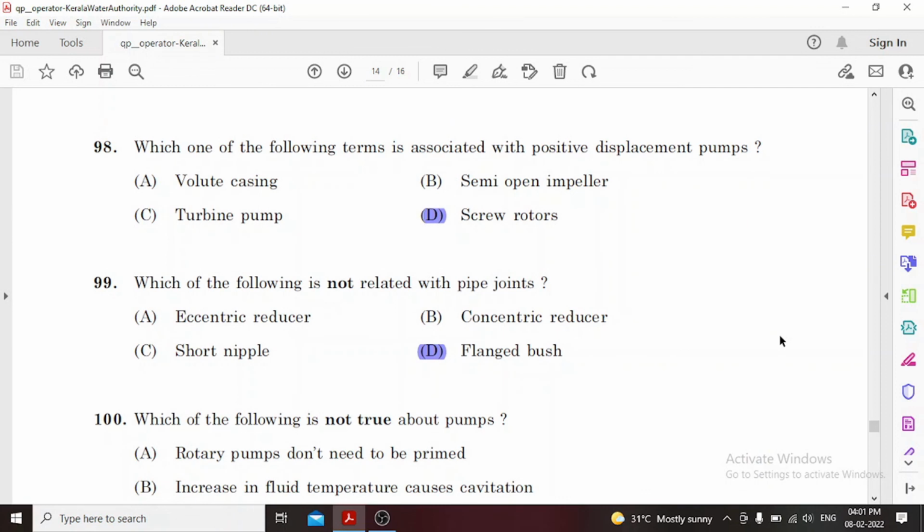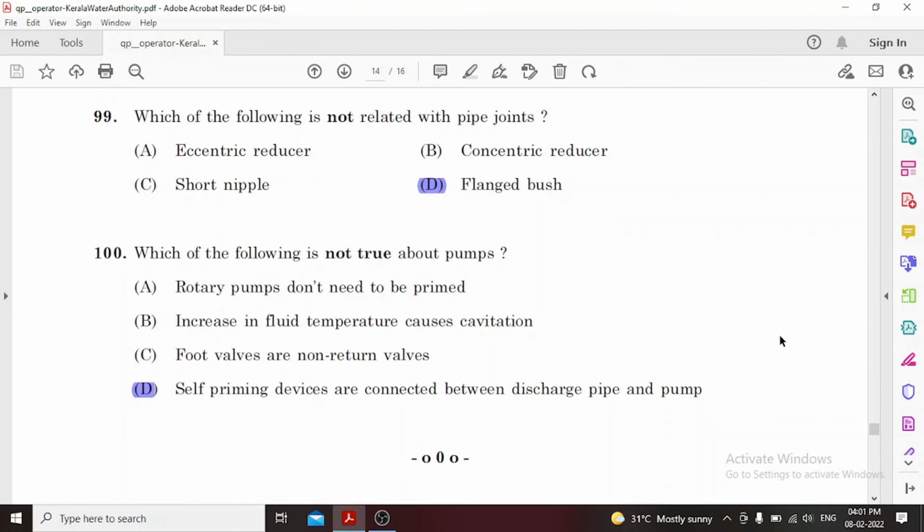99. Which of the following is not related with pipe joints? Flanked bush. Option D. Flanked bush. 100. Which of the following is not true about pumps? Self-priming devices are connected between discharge pipe and pump. Option D. Self-priming devices are connected between discharge pipe and pump.